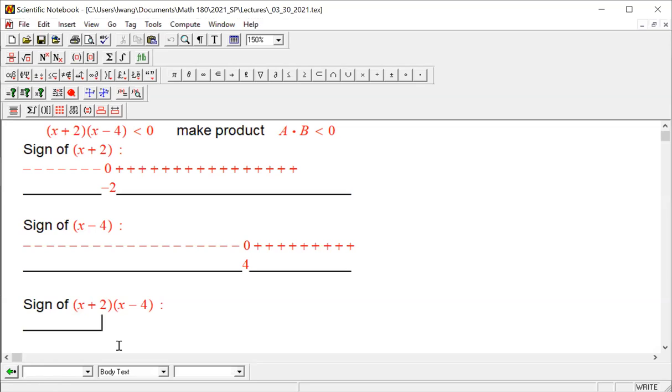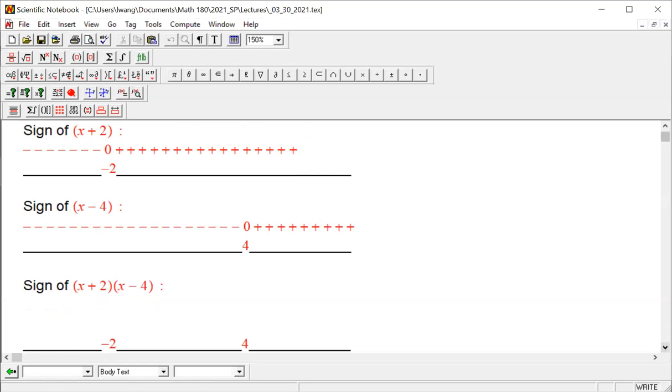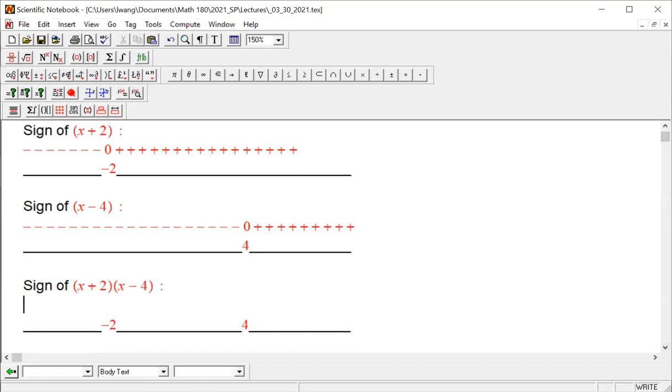And once again, the number line, we have negative 2, right? And we have positive 4. The whole drill that we have done, right? And the product is going to be what? When x is less than negative 2, that's going to be positive. Very good.